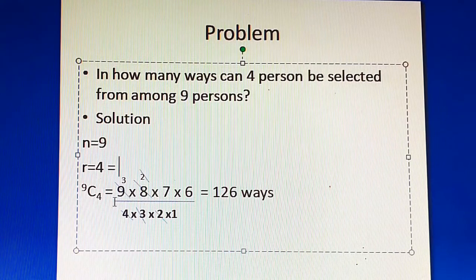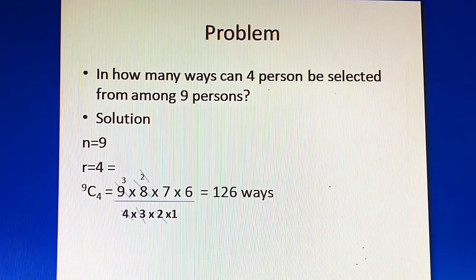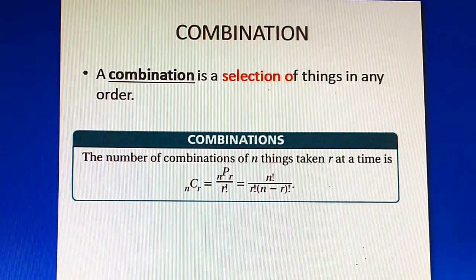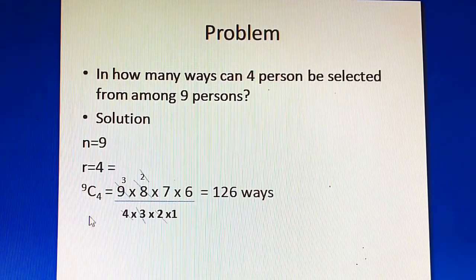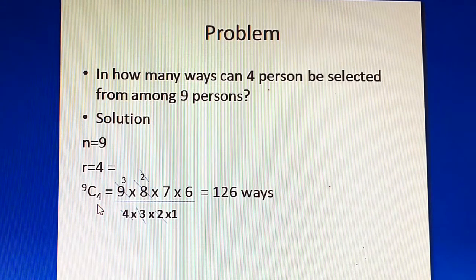How can we write it in the formula? We'll be using the formula NPR divided by R factorial. Since R is 4, it has to be filled in 4 places. If the first term is 9, the second term will be 8, the third term will be 7, and the fourth term will be 6. We stop at 6 because R is 4, divided by 4 factorial, which is 4 times 3 times 2 times 1. After simplification, you will get the total possible ways as 126 ways.